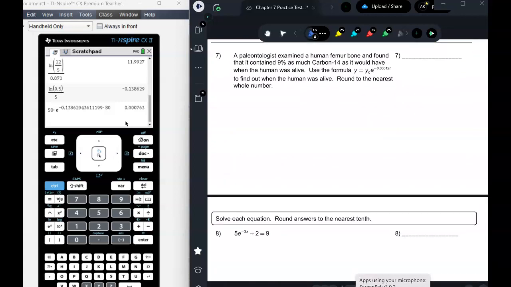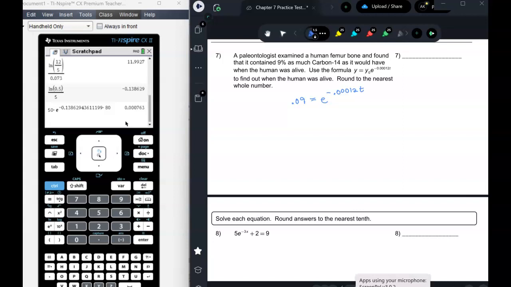A paleontologist examined the human femur bone and found that it contained 9% as much carbon-14. So 9% is 9%. The carbon-14, we did the 1/2, but I actually gave it to you here. We're just trying to figure out if there's 9% left, how long ago, it says, find out when the human was alive. So basically, how old is this bone?